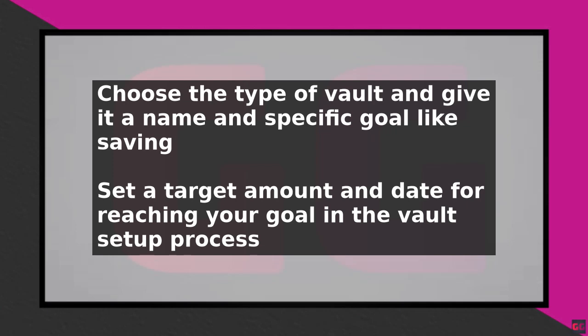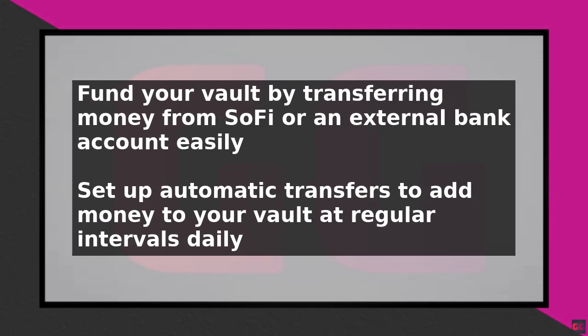Next, give your vault a name and set a specific goal for it, like saving for a down payment on a house. You can then set a target amount and a target date for reaching your goal. After setting up your vault, you can fund it by transferring money from your Sophie account or from an external bank account. You can also set up automatic transfers to add money to your vault at regular intervals.